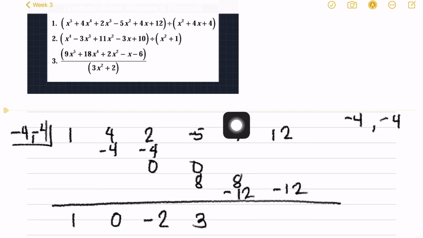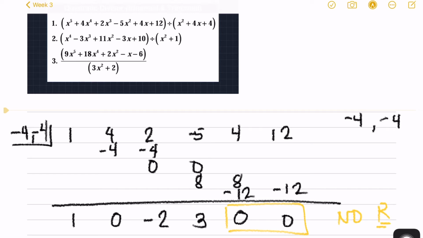Let us add the fifth column. 4 plus 8 is 12 plus negative 12 is 0. And then the sum of this 12 plus negative 12 is also 0. These last two parts ay para sa remainder. So since parehas yung 0, there is no remainder.